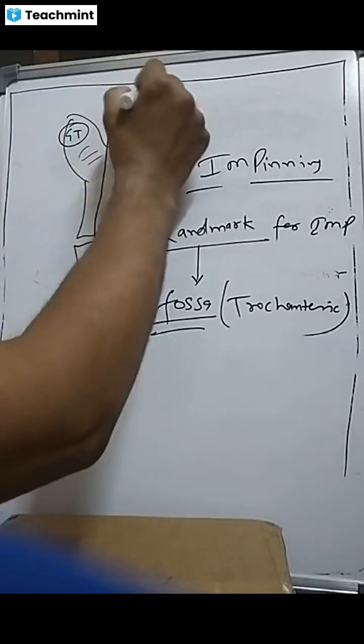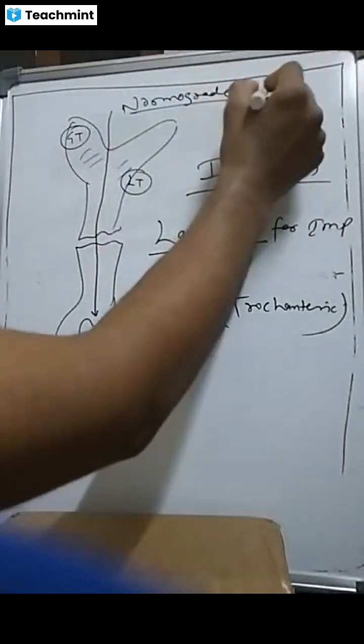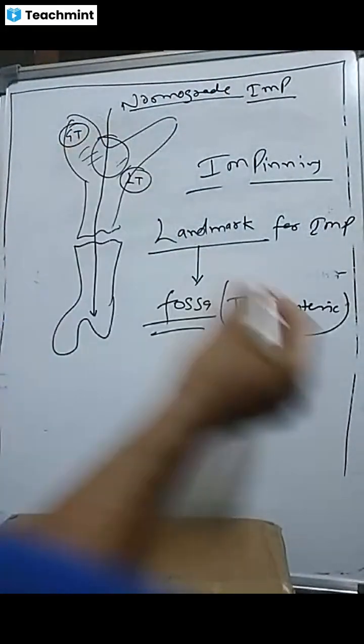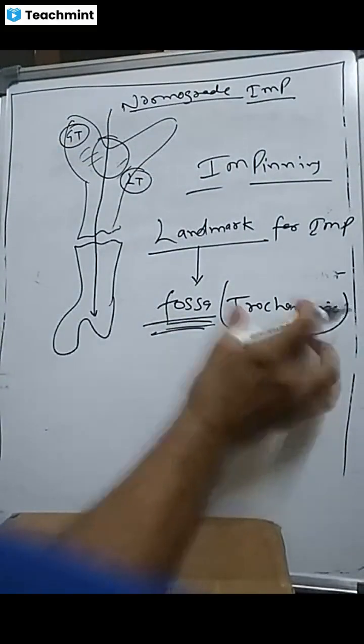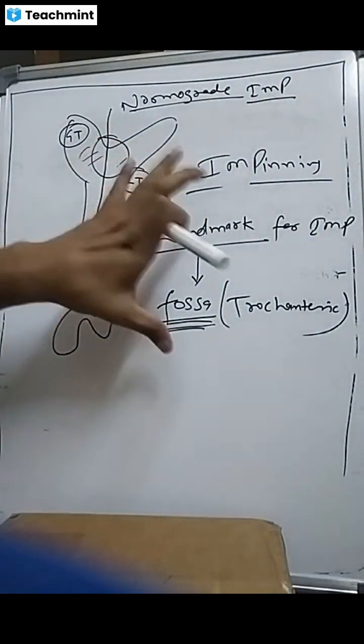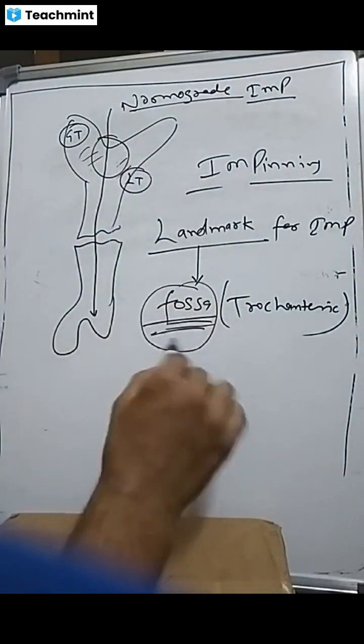So for this normal grade, I am pinning, the landmark is that is trochanteric fossa. So this is to know the meaning of the basic anatomic term like fossa.